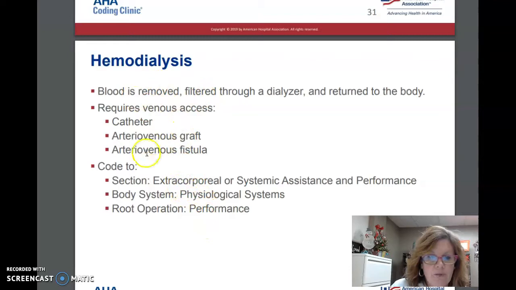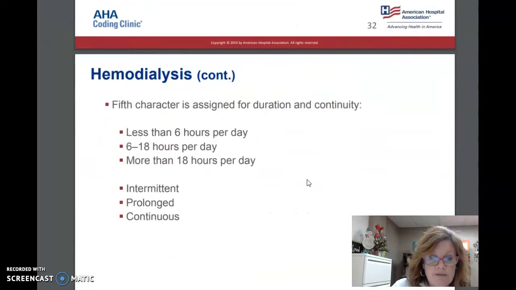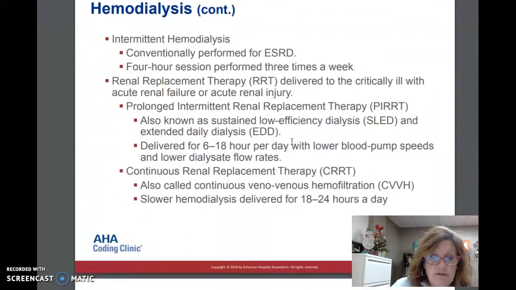Hemodialysis, all right, we're looking at the section which is going to be the extracorporeal systemic assistance, the body system. Our root is going to be performance. How long? Duration, continuity. We have 6 hours per day, 6 to 18 hours per day, or is it more than 18? Okay, so the same thing with hemodialysis.